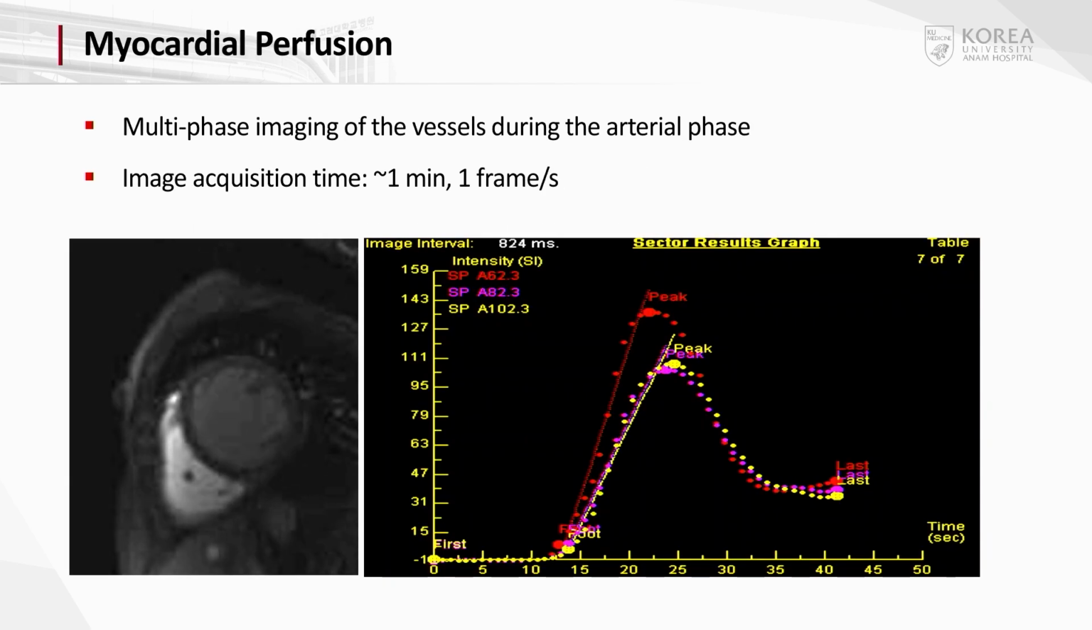Perfusion MRI usually acquires 1 image per second, and it takes about 1 minute to complete these images. So we can quantify the signal intensity change over time, about 1 minute, to assess the degree of perfusion, the peak, and the slope. Based on these findings, we can identify the ischemic segment.